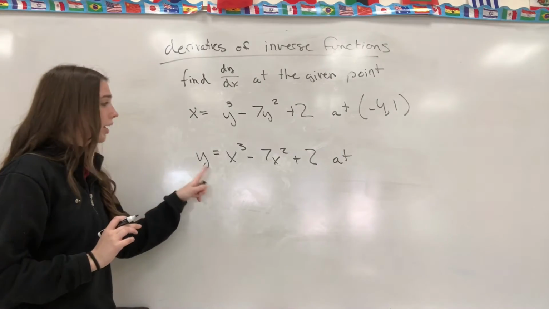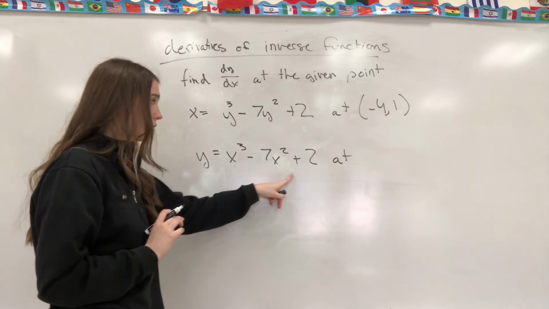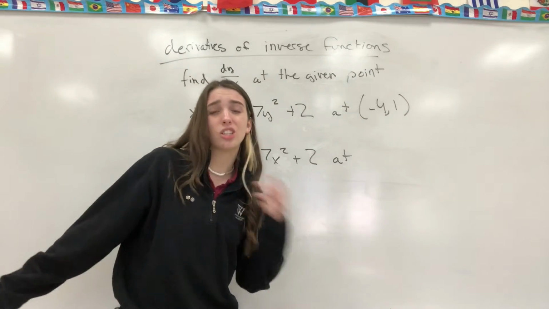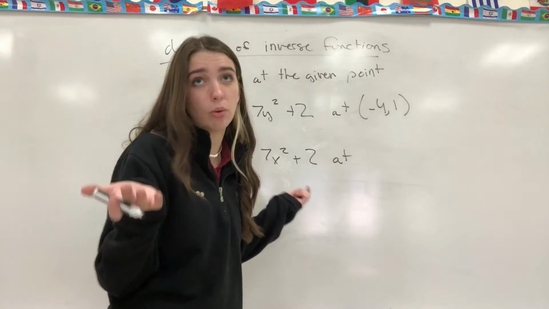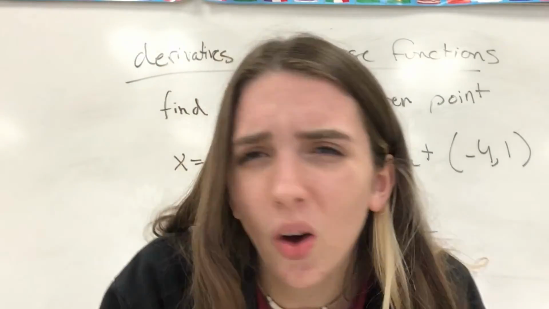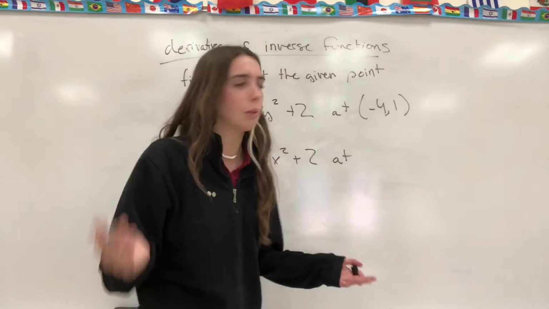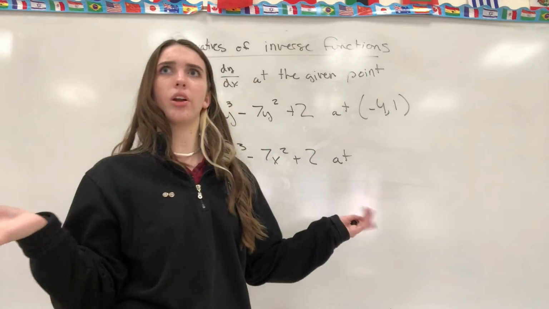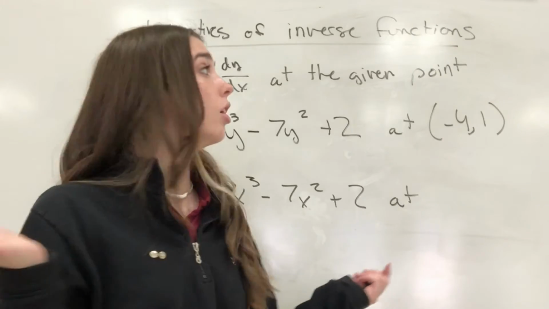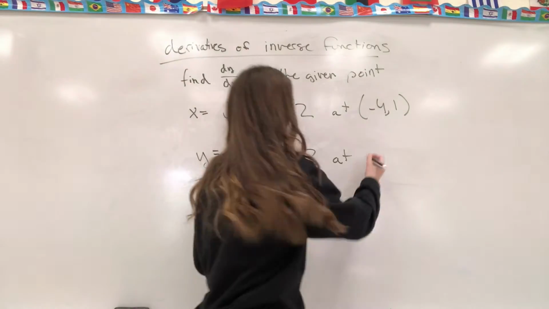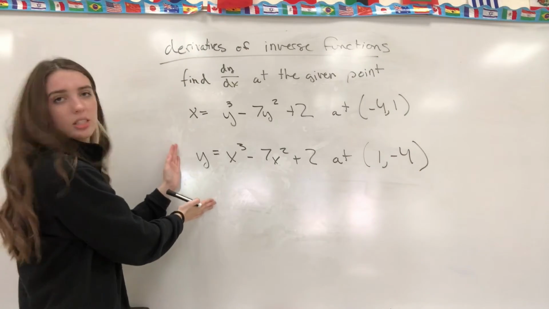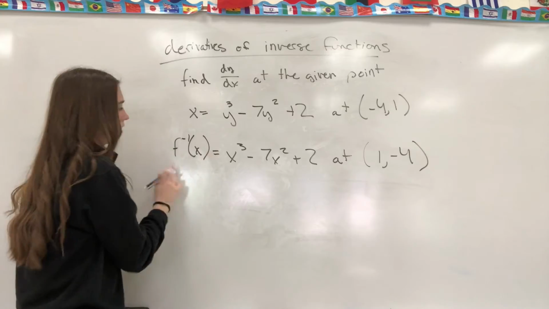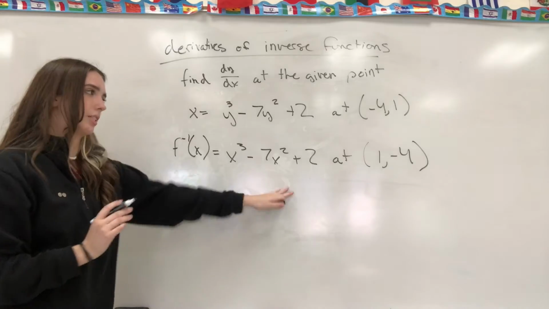Okay, we did that. Y equals x cubed minus 7x squared plus 2 at, wait a second, can't we just use the original points given? No! Let's not forget what we learned in the beginning, x equals y and y equals x with inverse functions. So what are our coordinates going to be? 1, -4. This is our inverse, right here. Inverse of the function equals this.